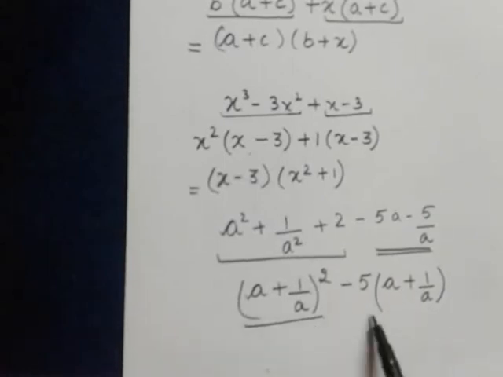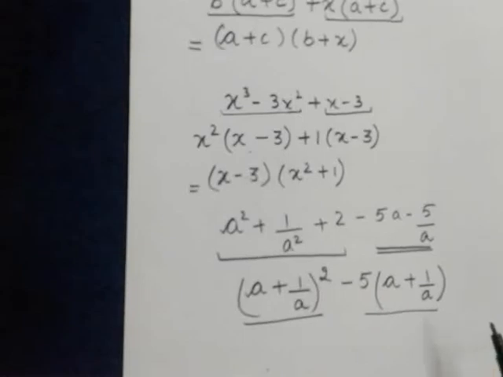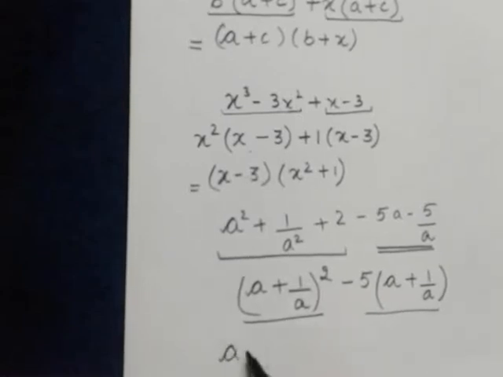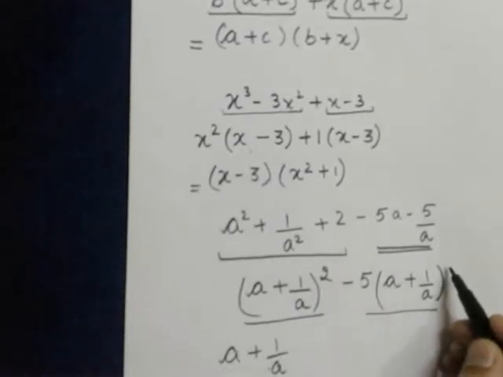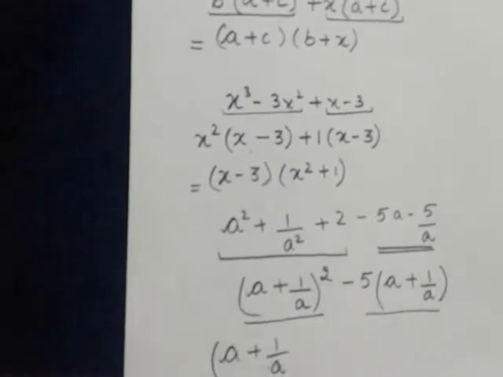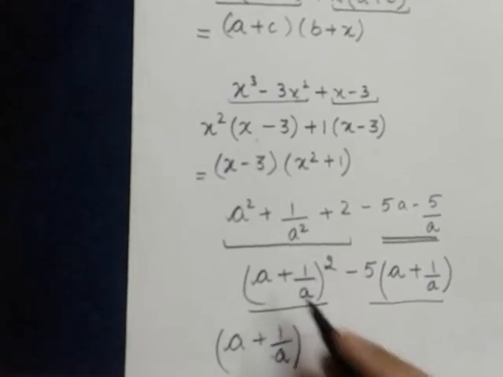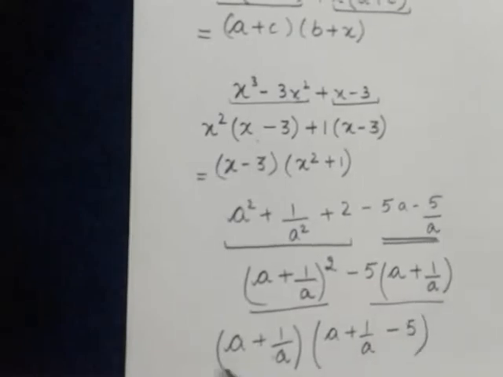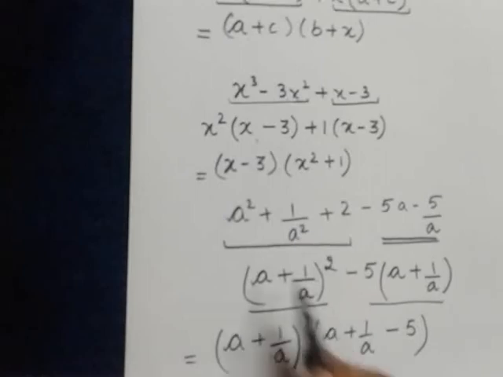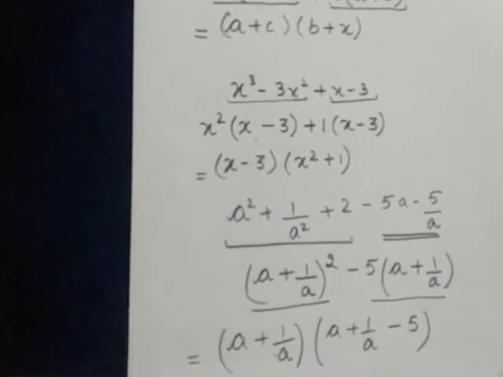Now this is one term, this is another term, and a plus 1 upon a is common in these two terms. Taking out a plus 1 upon a with the lower power: this power was 2, this one had no written power, meaning the power is 1. We have taken out that power, a plus 1 upon a. What is left here? a plus 1 upon a, with power 1, minus 5. This is the factorization for this expression. This is known as the grouping method of factorizing a given algebraic expression.